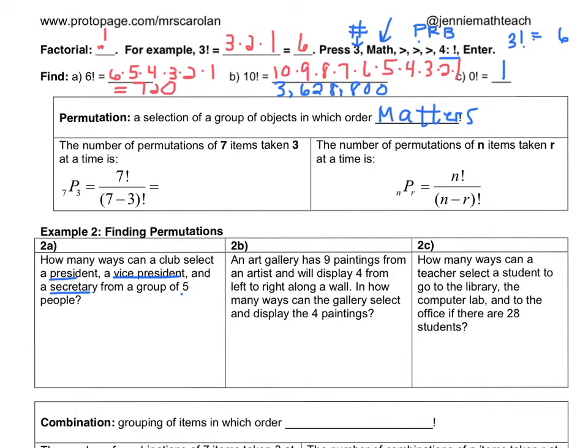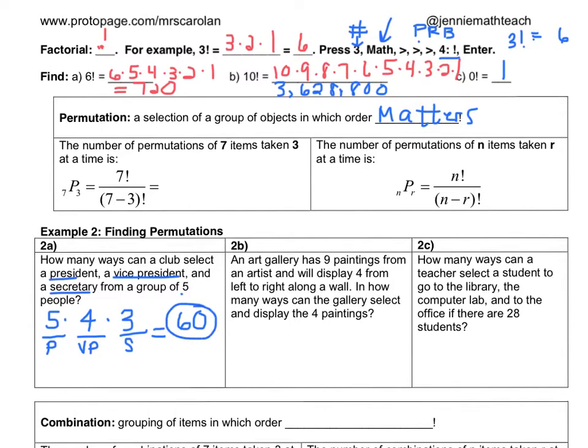So let's think about this. We have 5 people. If we're choosing the president first, we have 5 people to choose from. But then we also need to choose a vice president. Well, since we used up one of the people to be president, then we only have 4 people left to choose from. We're using the fundamental counting principle here. We're just multiplying the number of items in our list together. Finally, we have to fill the secretary position, and since we've already used 2 people, we only have 3 left to choose from. So 5 times 4 times 3 gives us 60 different ways we could elect those 3 offices from 5 people.